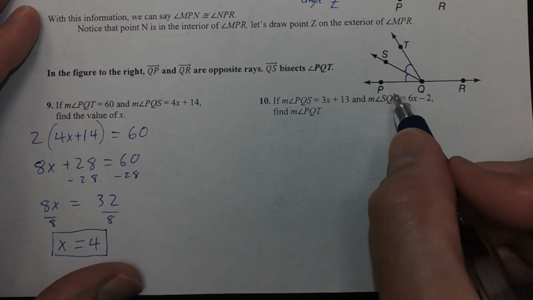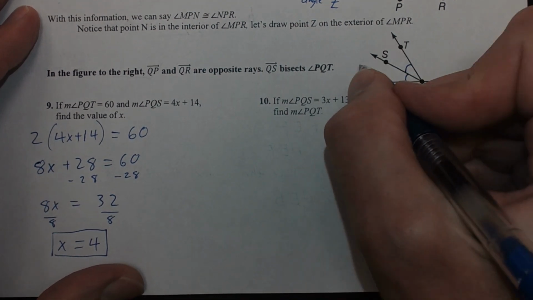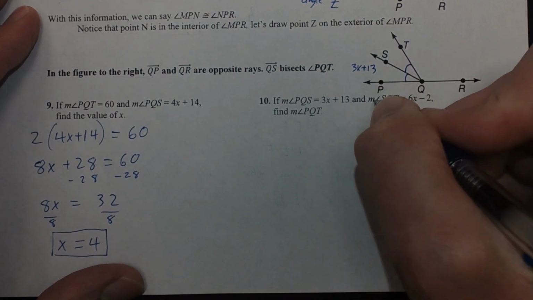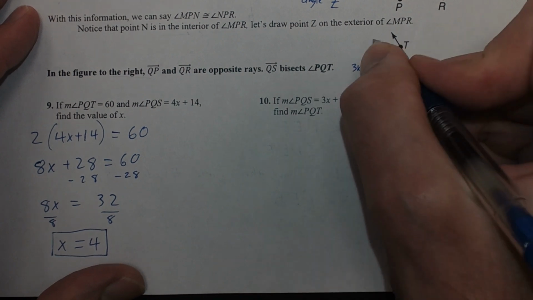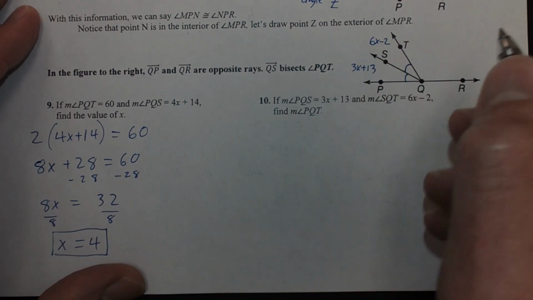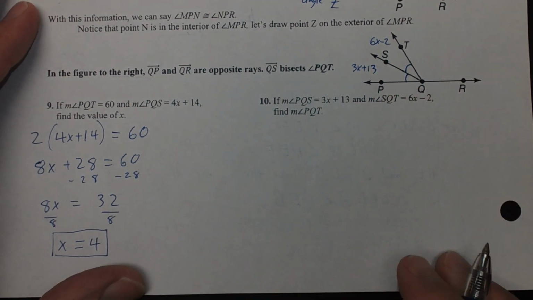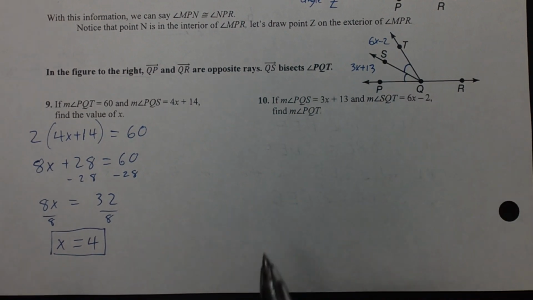If the measure of angle PQS is equal to 3x plus 13, I'm going to write that out here, 3x plus 13. And the measure of angle SQT is equal to 6x minus 2. Find the measure of angle PQT, which is actually both of those added together.